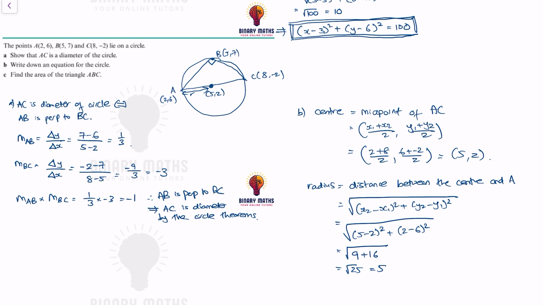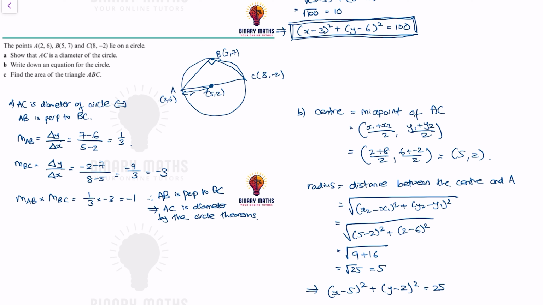So therefore, my equation of my circle will be x minus 5 squared plus y minus 2 squared, from the circle center 5, 2, is equal to the radius squared, which is equal to 5 squared, which is 25.